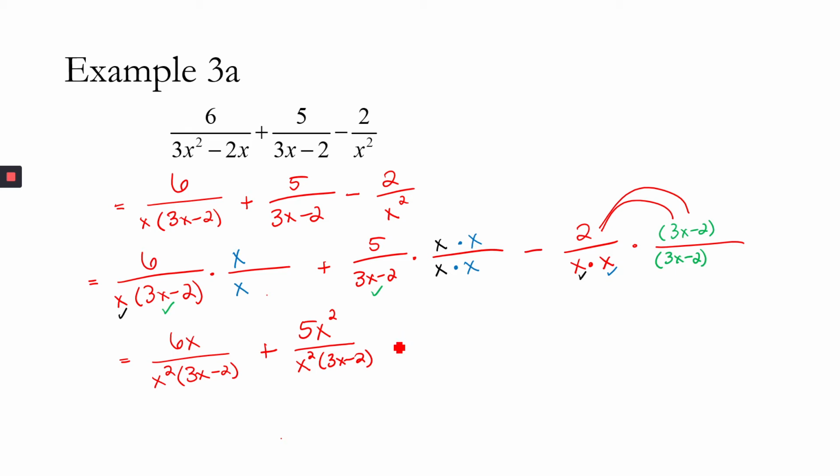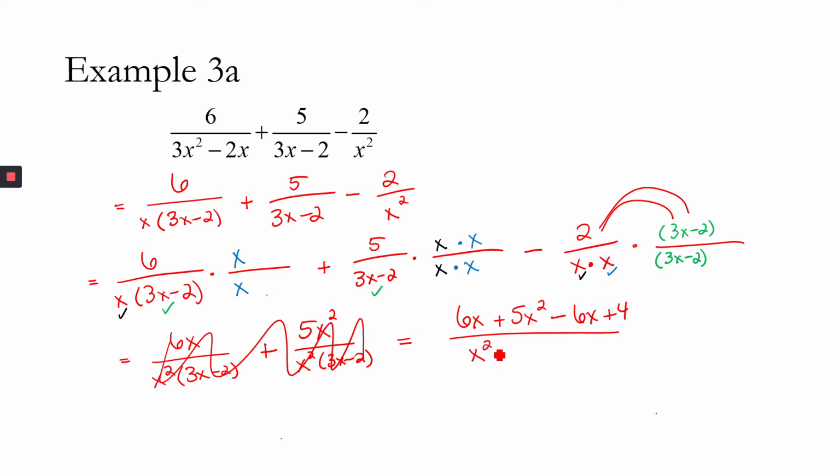So I'm actually going to make this one big fraction. I'm sorry. Let's change this a little bit. We've got a 6x here plus 5x squared here. And then this becomes a minus 6x when you distribute, plus 4. So let's not do that. That's just sort of how we got there. But let's write it this way instead.